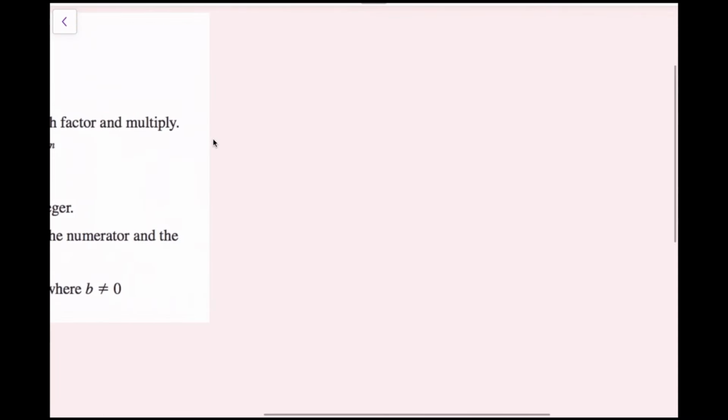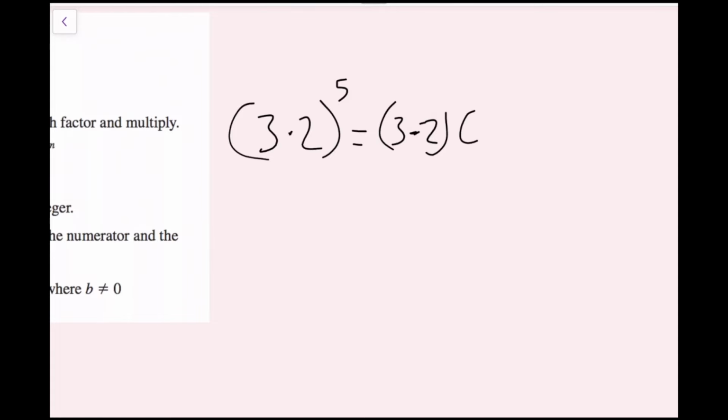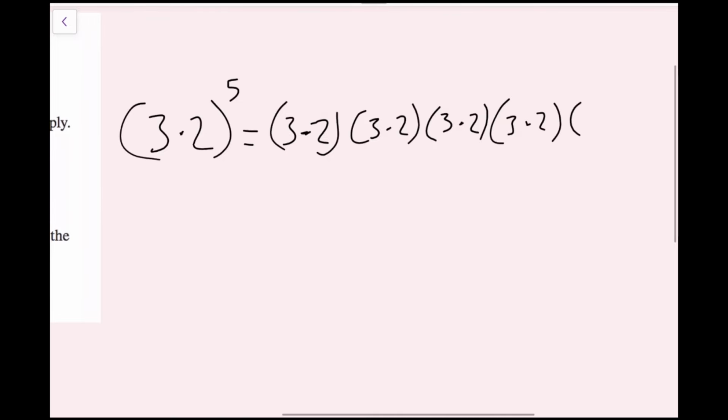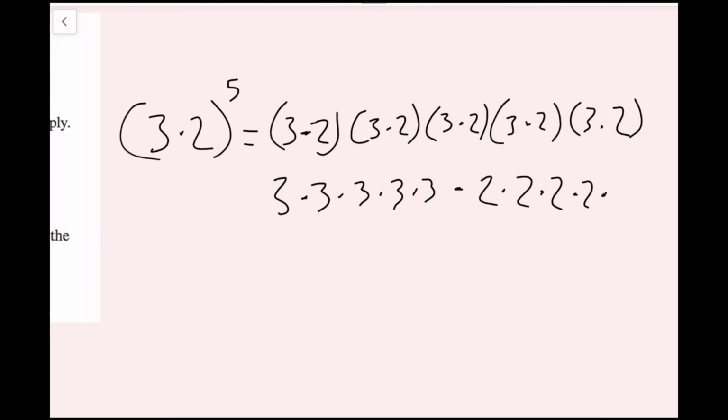So I'm going to go over here. So if I have 3 times 2 to the 5th power, okay, well, this is the same thing as 3 times 2 times 3 times 2 times 3 times 2 times 3 times 2 times 3 times 2. Okay. I have 5 3 times 2s. But if you remember, the order of multiplication does not matter. So I'm going to just group these as all my 3s being multiplied together and all my 2s being multiplied together. 3 times 3 times 3 times 3 times 3 times 2 times 2 times 2 times 2 times 2. Okay. Well, this is just 3 to the 5th power, right? I have 5 3s being multiplied. So it's 3 to the 5th times, well, this is just 2 to the 5th power. Okay, and that's why that property works.